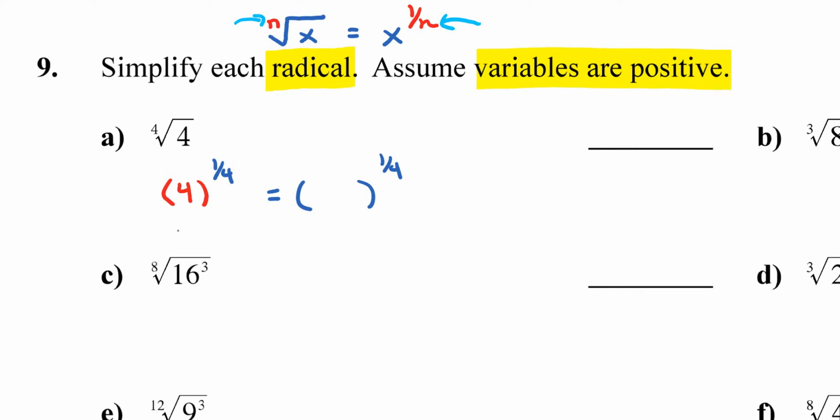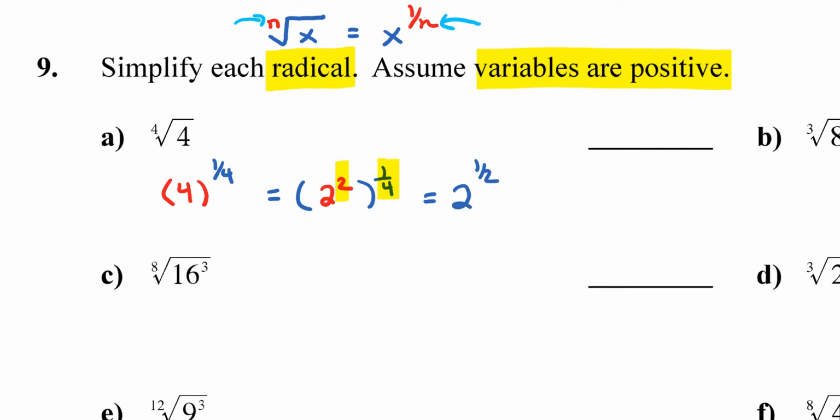So I know 4 is the same thing as 2 to the power 2. So instead of writing 4, I'll write 2 to the power 2. And once you do that, hopefully you can find something that you can simplify. Let me write this 1 over 4 a little bit closer here. If you multiply 2 times a quarter, that's going to be a half. So this is going to be 2 to the power of 1 half.